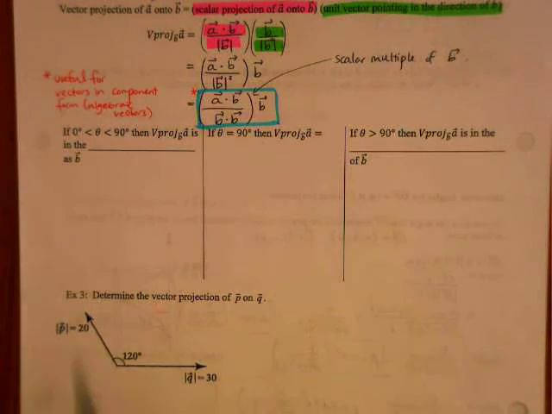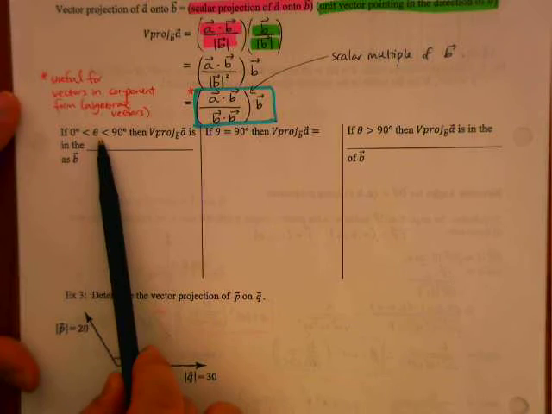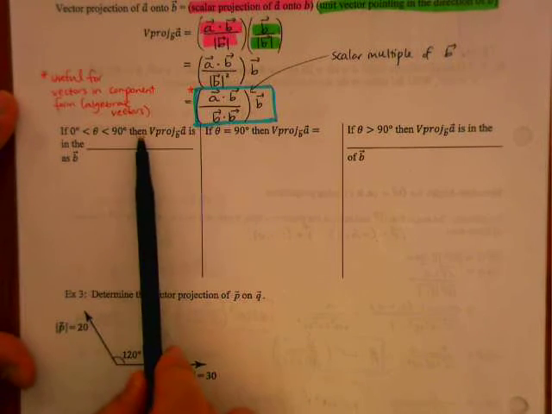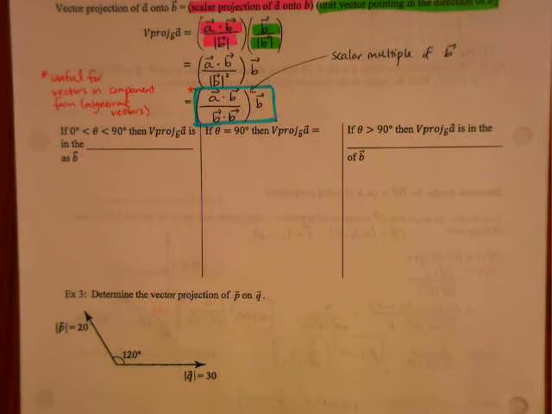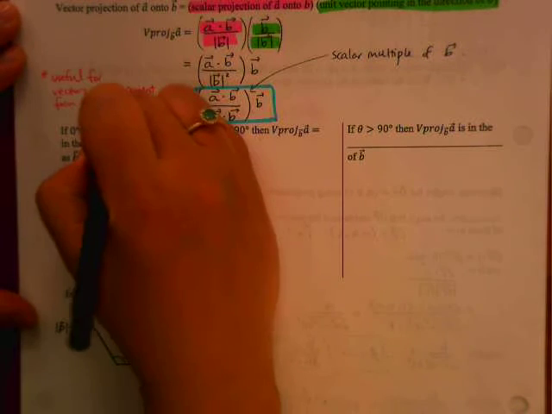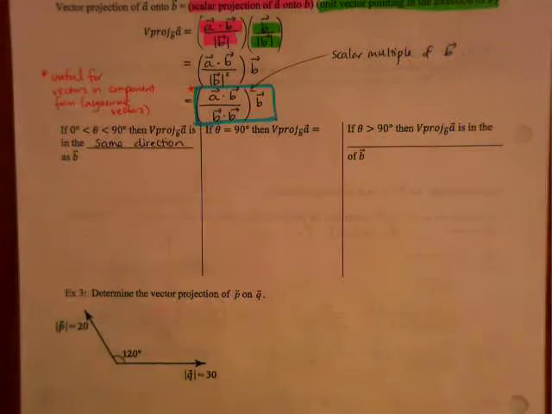Okay, so think about if the angle theta between the tails of the two vectors is an acute angle, then will the vector projection be in the same or opposite direction as vector B? It's an acute angle, so it's going to be in the same direction. Yes. That's the diagram at the top of the page there.